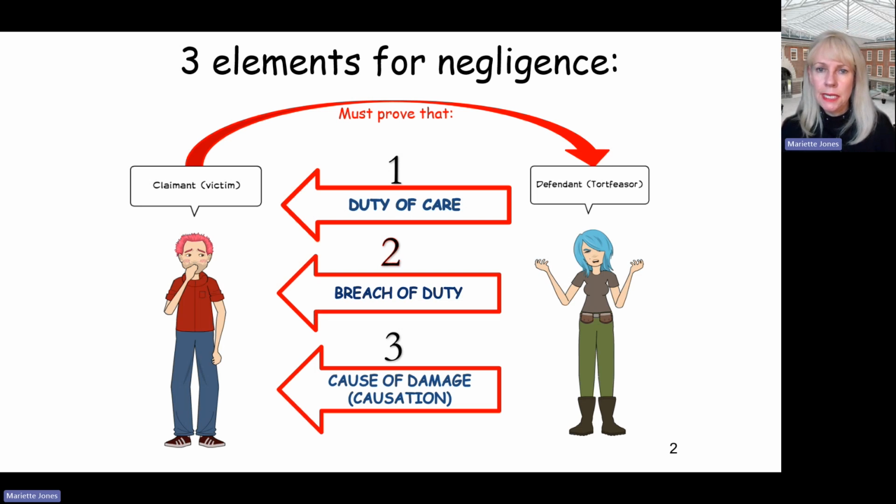To succeed with a claim in negligence, the burden of proof is on the claimant to prove that the defendant owed the claimant a duty of care. Second, that the defendant breached that duty. Third, that the defendant's breach caused the claimant's damage or injury. In short, the claimant has to prove on the part of the defendant duty of care, breach, and causation.